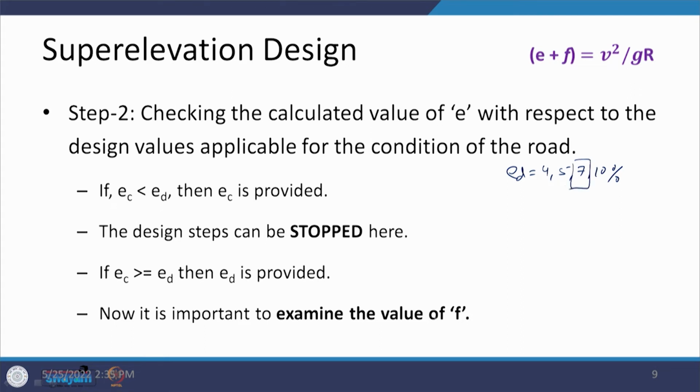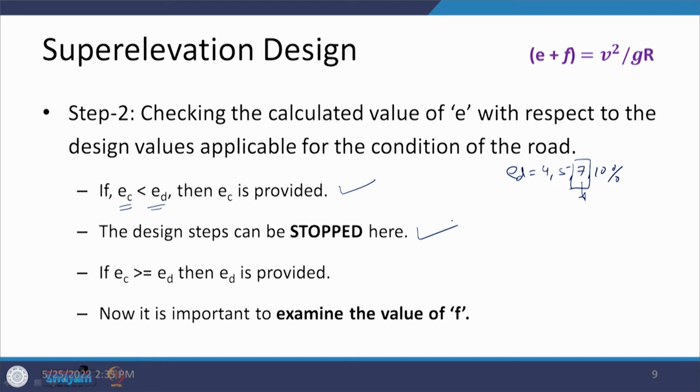So, if nothing specific is defined or you have no idea, then we are going to work with 7%. But if we have an idea of the situation in which our road is going to be, then we can consider either 4, 10 or 7, depending on the conditions. So, if the calculated value of EC is less than this design value, then there is no issue.